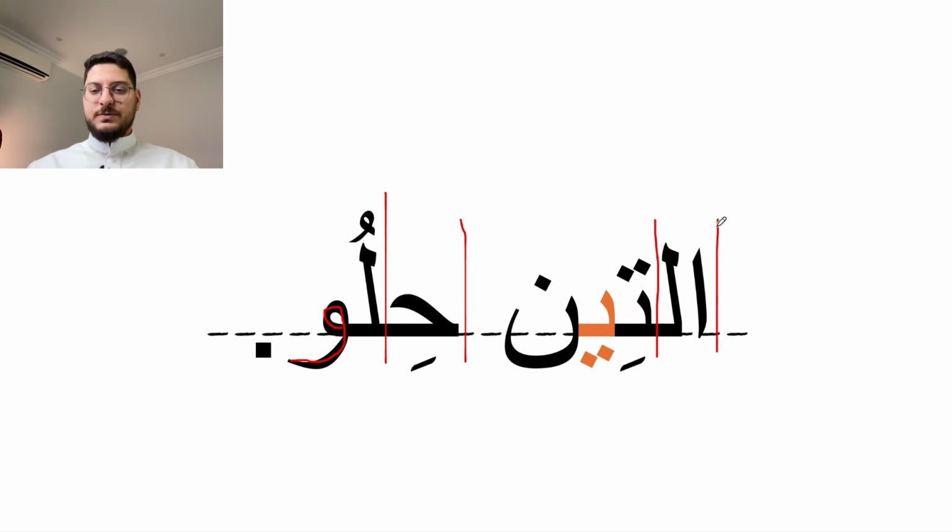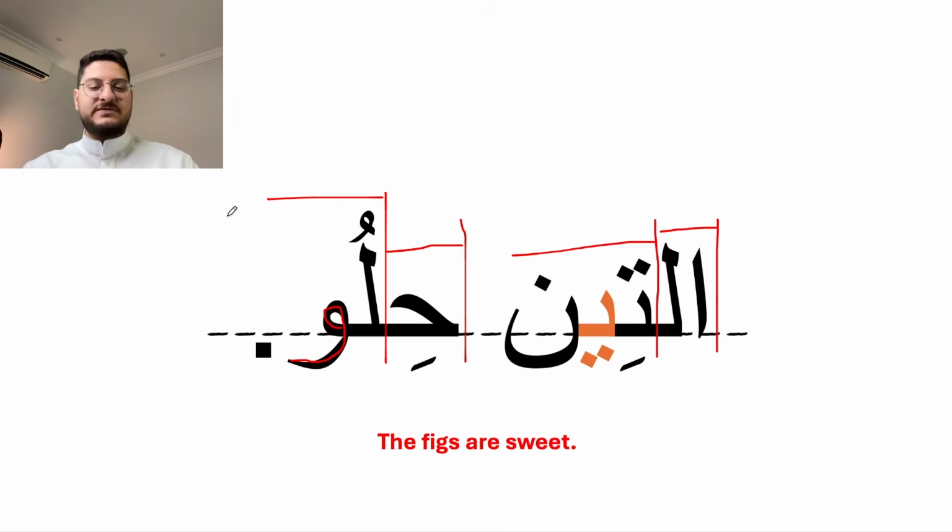Let's read the first syllable. Il, and then teen, il teen. Teen was figs, so il teen means the figs. And then hi, running out of breath with a kasra. Hi, lu, that's a long vowel. I'm sorry, it should be in orange. Hilu, remember hilu, we said it's beautiful, it also means sweet. So il teen hilu means the figs are sweet.